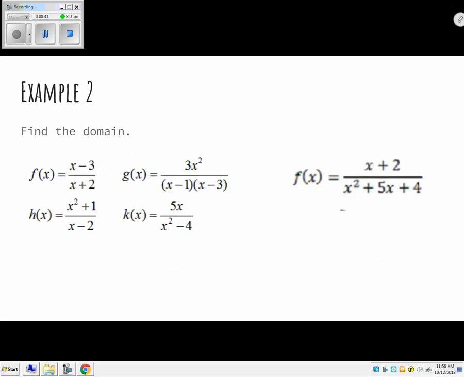Something I think about with domain and rational functions is what will make my calculator say error. What makes my calculator say error whenever I am dealing with division? Well, dividing by 0. So I know that I do not want this bottom down here to equal 0. So x plus 2 cannot equal 0. I see that x cannot equal -2 if I subtract 2 from both sides. And that is my domain.